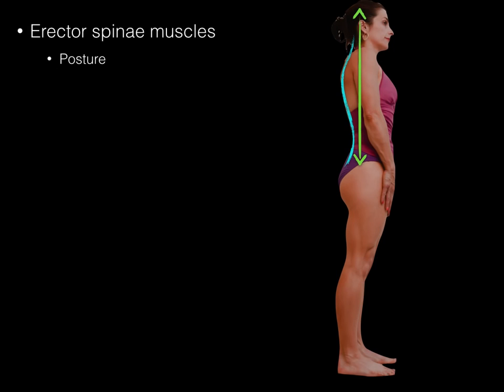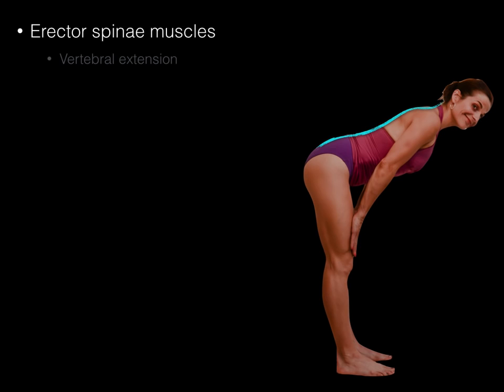Where have we heard that word before? Like a penile erection. Goes straight up and down. The erector spinae keep your spine up and down. Posture. Another one is vertebral extension.